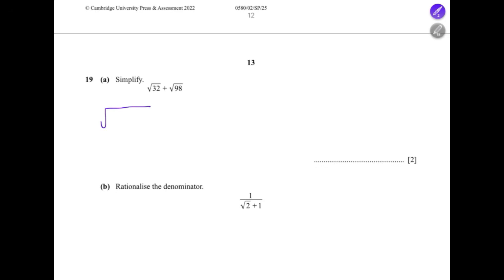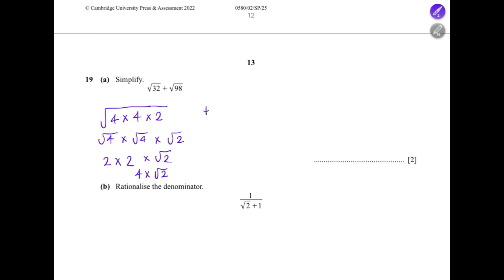32 is 4 multiplied by 8. 8 is also 4 times 2. You can do this, right? You can square root this. This is square root 4 multiplied by square root 4 multiplied by square root 2. So that is going to be 2 multiplied by 2 multiplied by square root 2. So this is going to be 4 into square root 2.